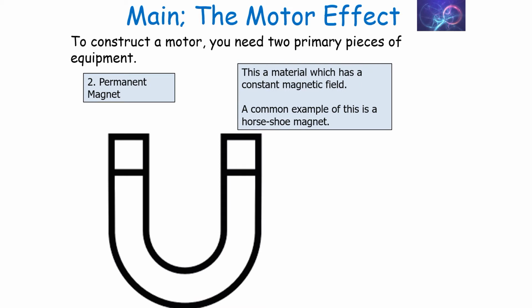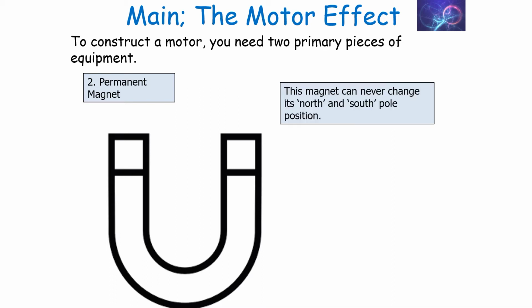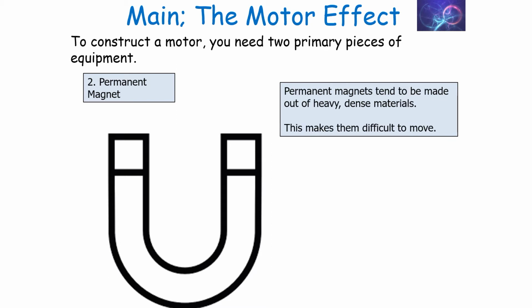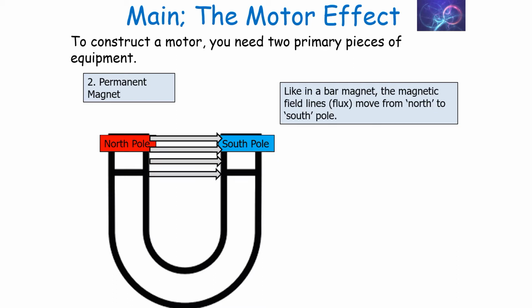The second piece of equipment you will need is a permanent magnet, a material with a constant magnetic field. A common example of this is a horseshoe magnet. A permanent magnet can never change its magnetic field strength, and it can never change the position of its north and south poles. Permanent magnets tend to be made out of heavy dense materials, which makes them difficult to move. A horseshoe magnet can be produced with two bar magnets and a metal chassis, which produces a permanent magnet. Like in a bar magnet, in a horseshoe magnet the magnetic field lines are drawn from north pole to south pole between the two poles of that magnet.